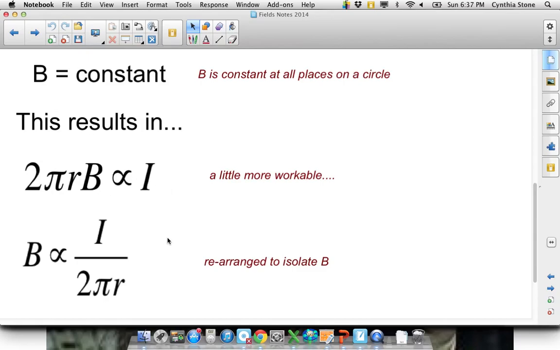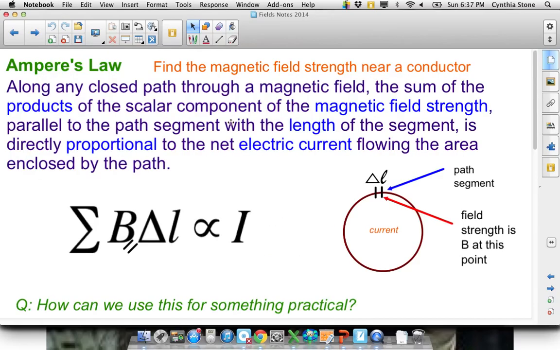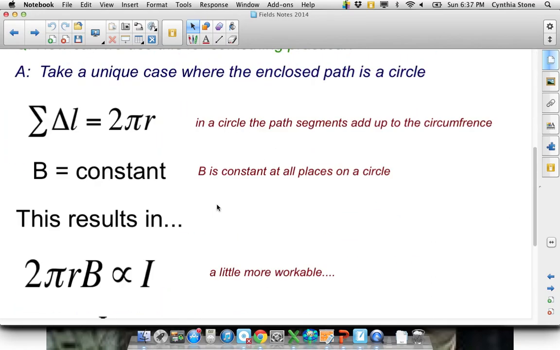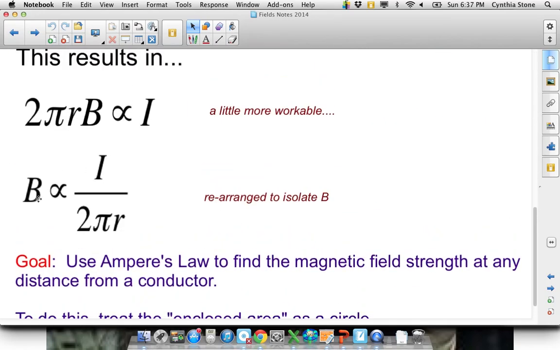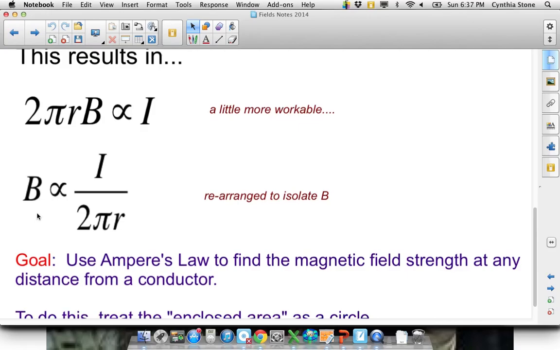Okay? So what I'm trying to do here, by the way, I'm just going to jump the screen. I'm trying to find the magnetic field strength B somewhere near a conductor. So I'm going to isolate this equation for B. Get B by itself. And it's still not an equation. I keep calling it an equation. It's still just a relationship, right? I can't use this yet as an equation.